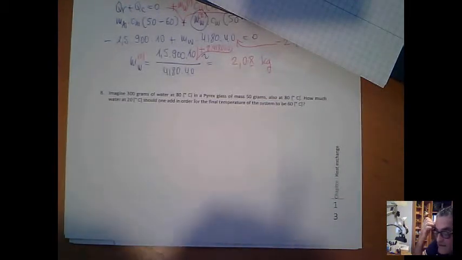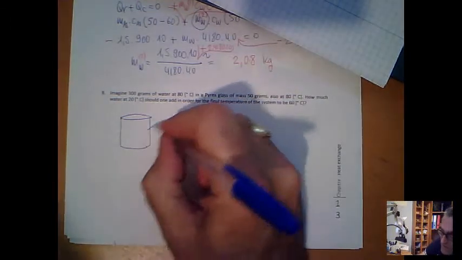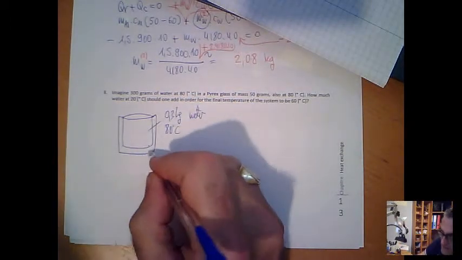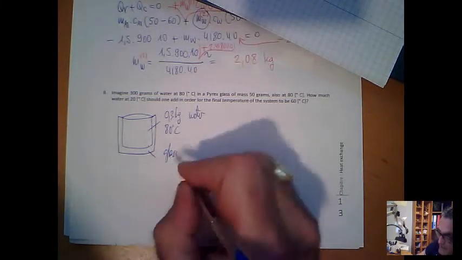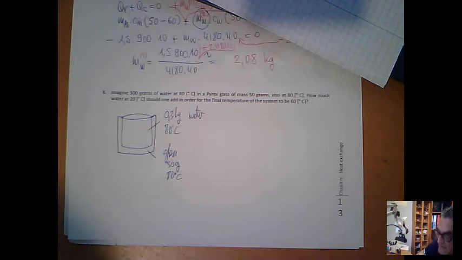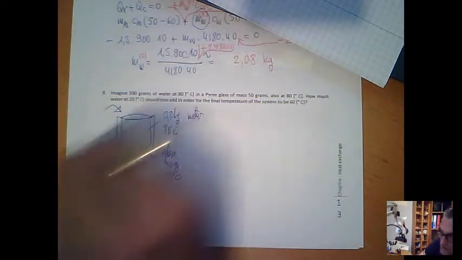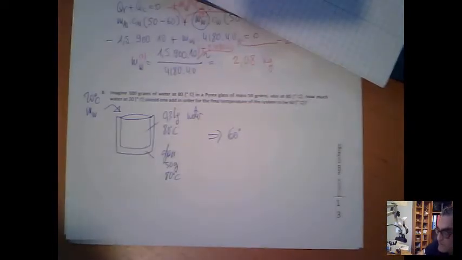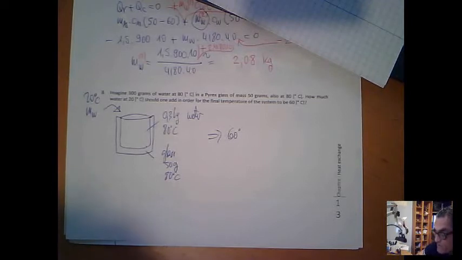Okay, next one. It's the same type of problem. You have 3,000 grams of water. So let's do a drawing. Okay, you have 0.3 kilograms of water at 80 degrees Celsius in a Pyrex glass, okay, and this Pyrex glass has a mass of 50 grams, and it's also at 80 degrees. Of course, it's in thermal equilibrium with the water which is inside. And now we are adding to this water a certain mass of water at 20 degrees, and we would like the final temperature for this system to be 60 degrees. Okay, so it's the same type of problem as the previous one.